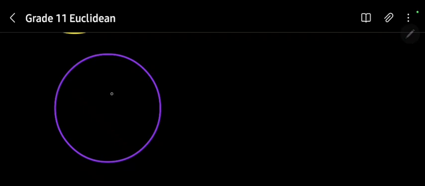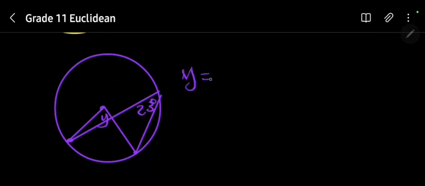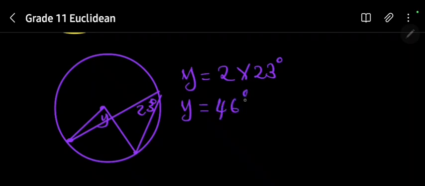Another problem here. This is our circle, and we have our center, and two lines going there, and we have Y. Those lines move from the circumference and join at a common point on the circumference, and you have 23 there. So this is simple as well. We know that the angle at the center is twice the one at the circumference. So Y is equal to 2 times 23 degrees, and Y is going to be 46 degrees.